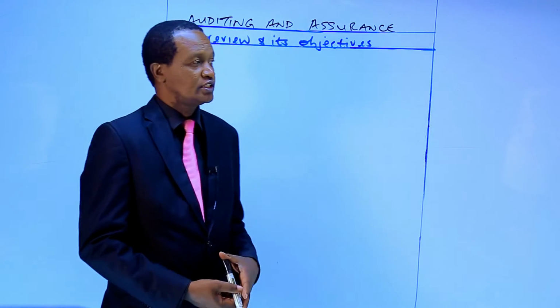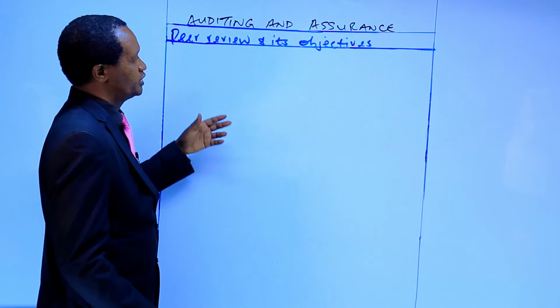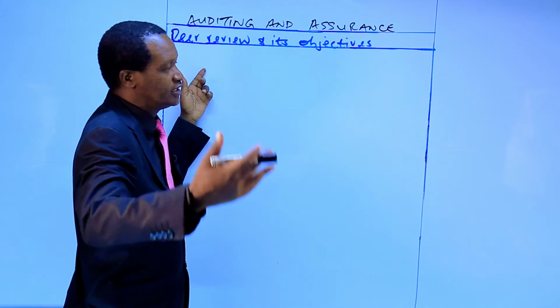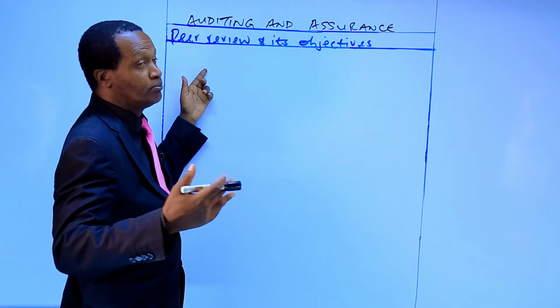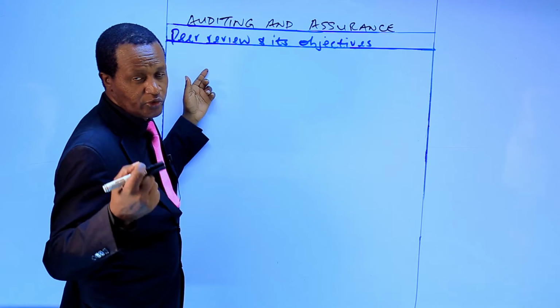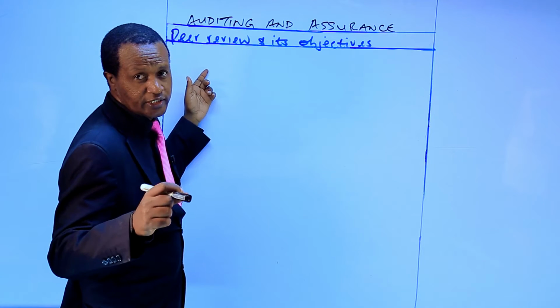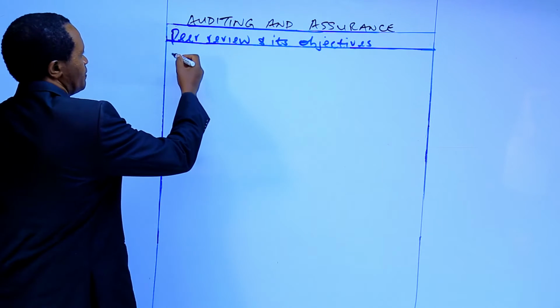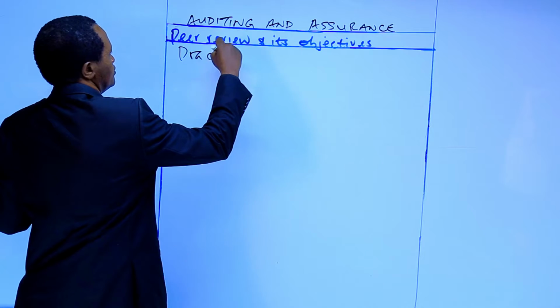Today we are going to study peer review and its objectives. We are going to define peer review, then we will outline the objectives of peer review. And peer review in auditing is also known as practice monitoring.